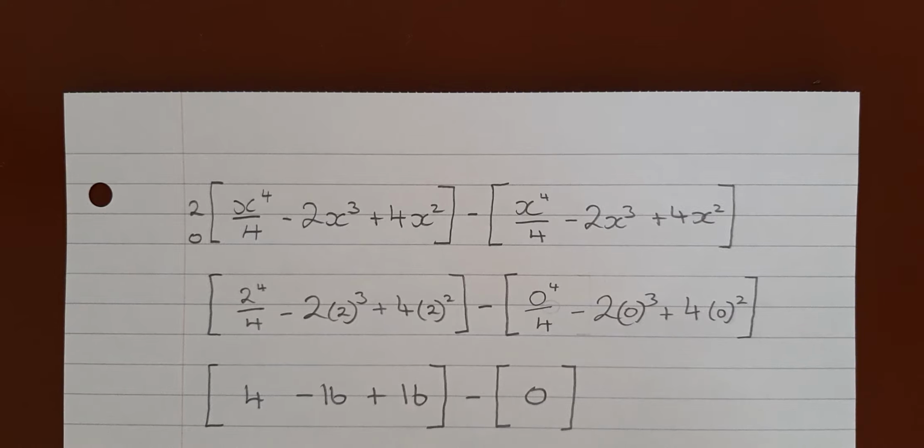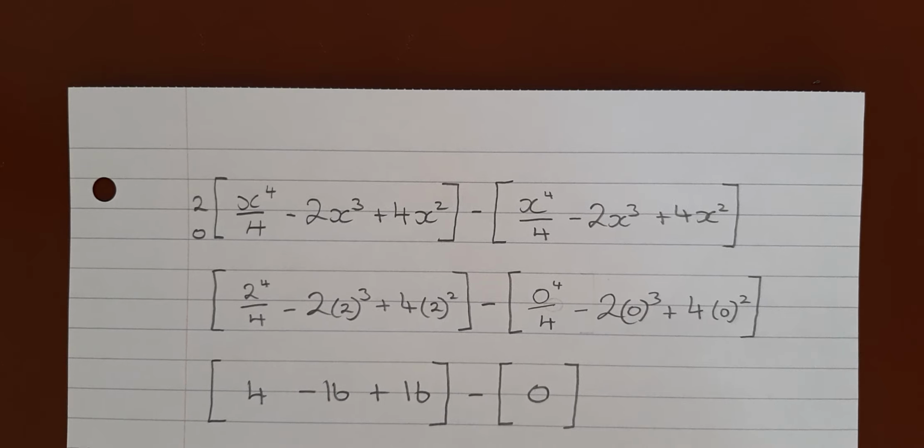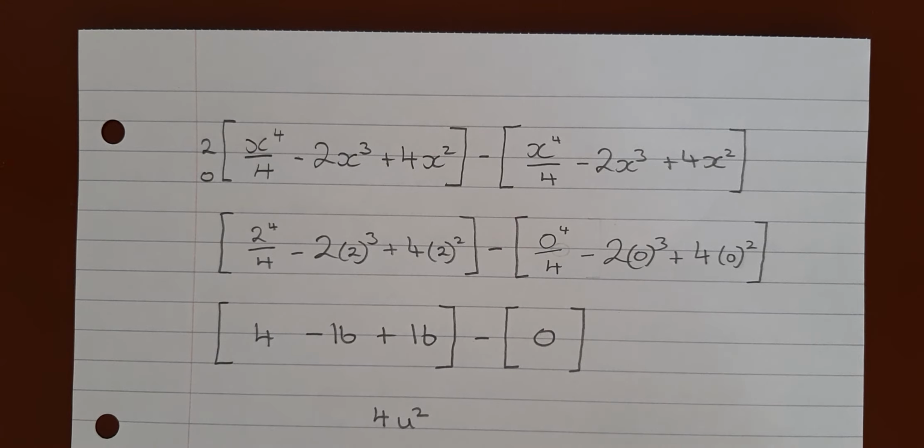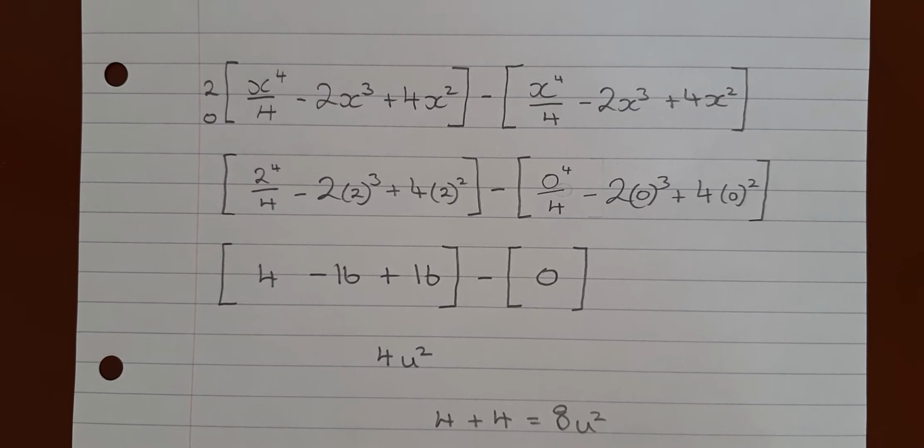Doing our calculations, we get 4 minus 16 plus 16 minus 0. So the area between 2 and 0 is 4 units squared. Add the two of them together, so the area of the shaded region is 8 units squared.